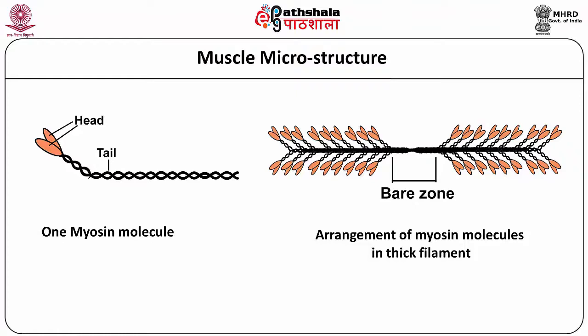The thick filament looks like the picture shown on the right side of the slide. There is a bare zone where there is no head, and beyond this bare zone, multiple myosin molecules are arranged sequentially to create the thick filament. In the picture on the right side, you can see that the heads are arranged and there is a portion where no myosin head is available. This portion is known as the bare zone. The bare zone is important because the actin molecules should not overlap.